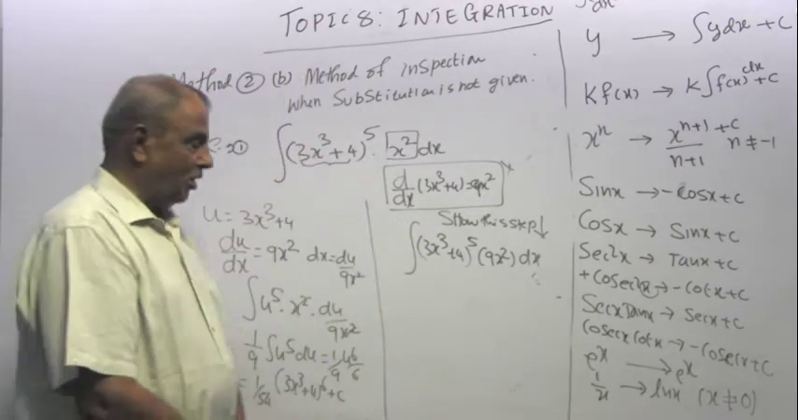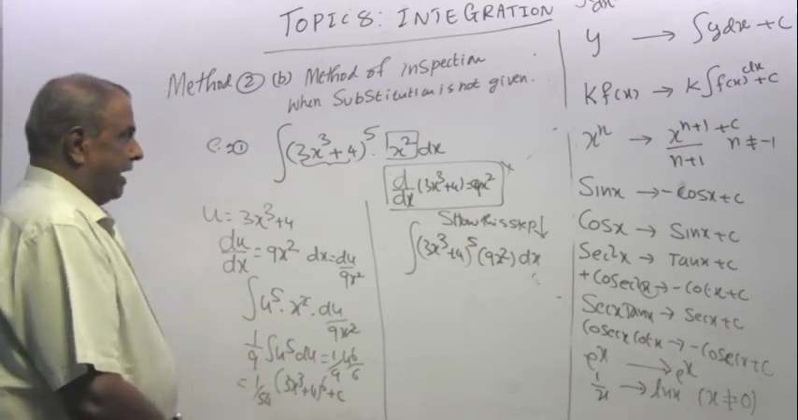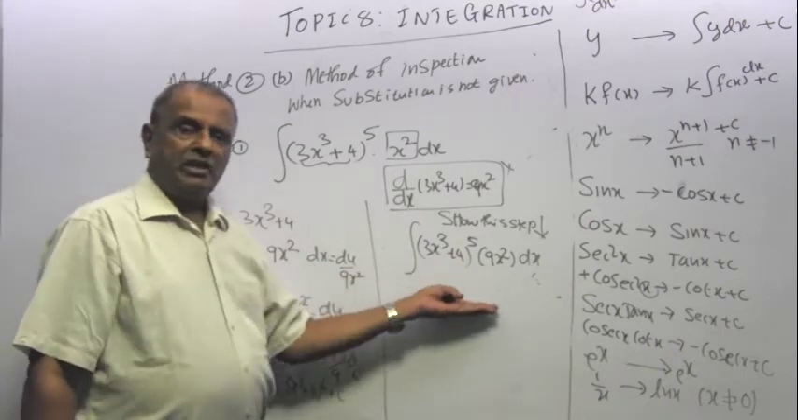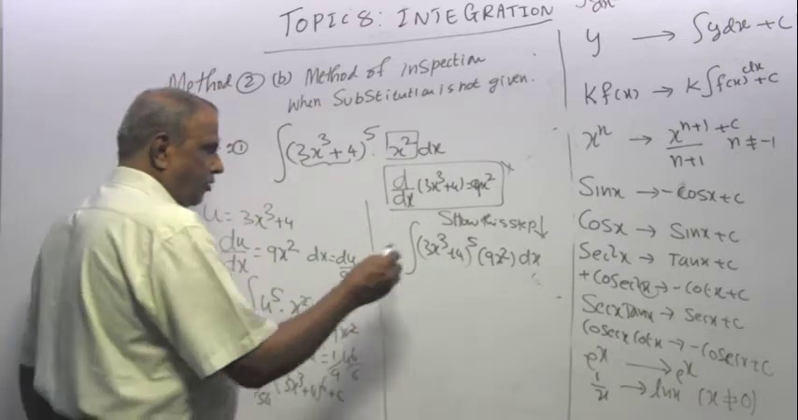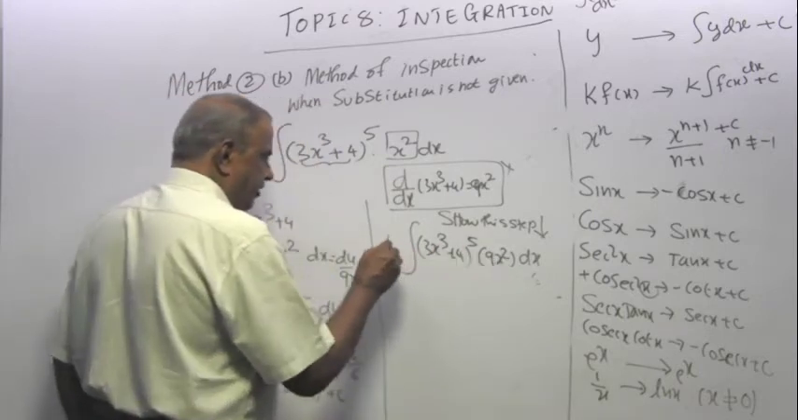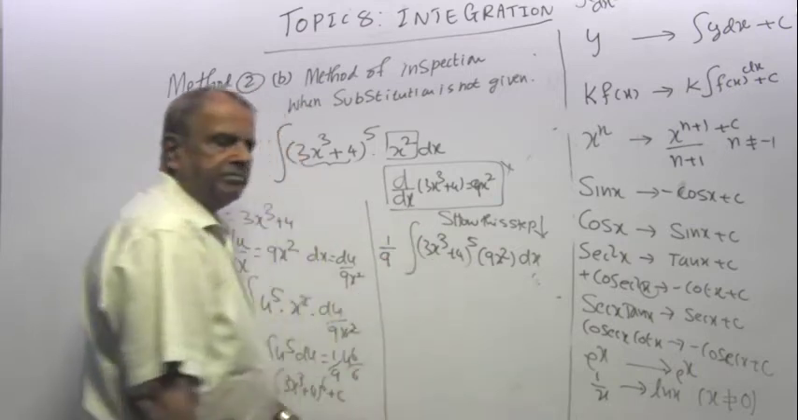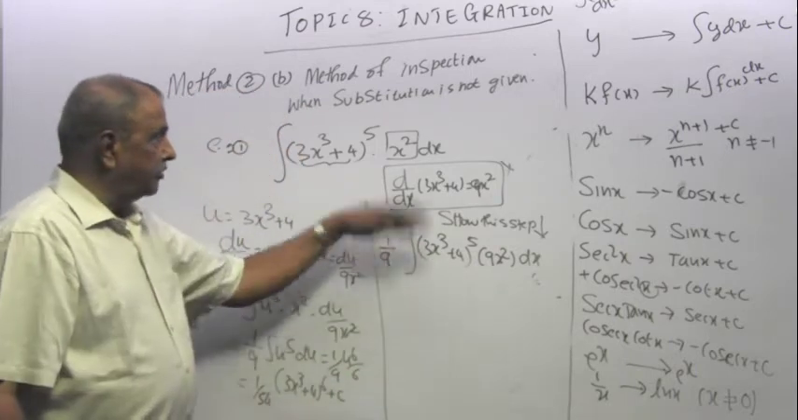Well done. Okay. But that was not the question. The question was only x squared. What did you do? 9x squared. You multiplied by 9, so divide by 9. So I'm still with the question.